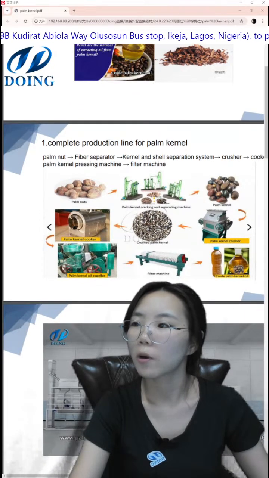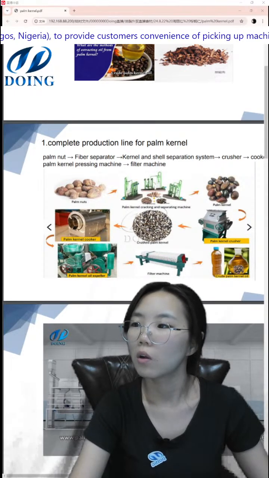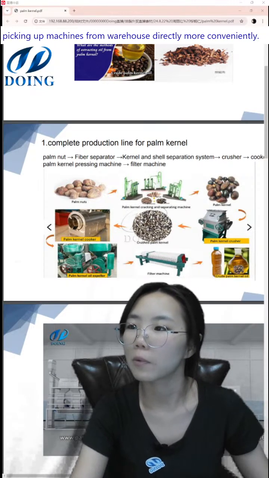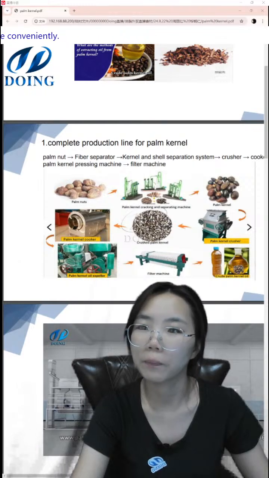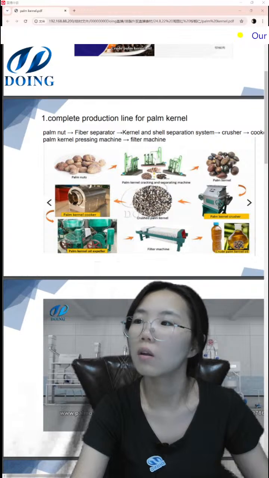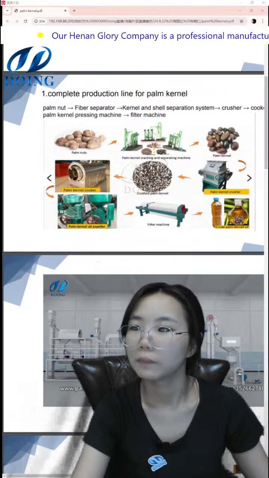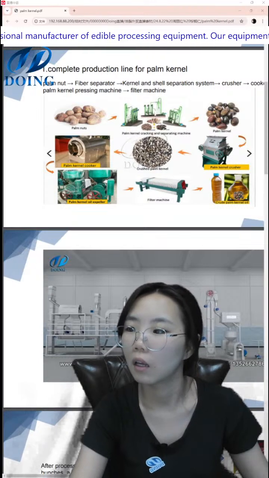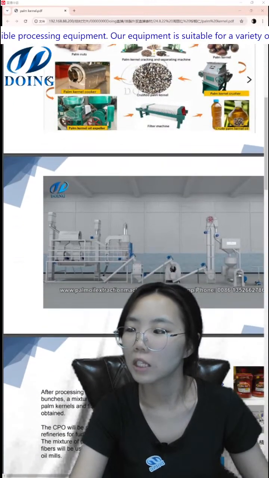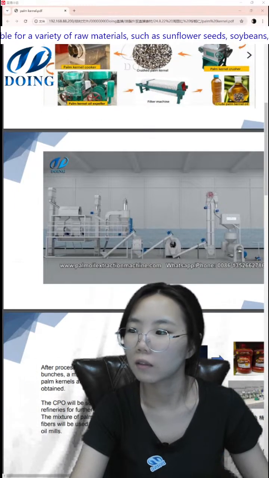It's about this part. First, our raw material is palm nuts. This is a fiber separator, and this is a kernel and shell separation system, and a crusher, cooker, palm kernel pressing machine, and filter machine. We can see these photos. And this is the complete palm kernel production line.